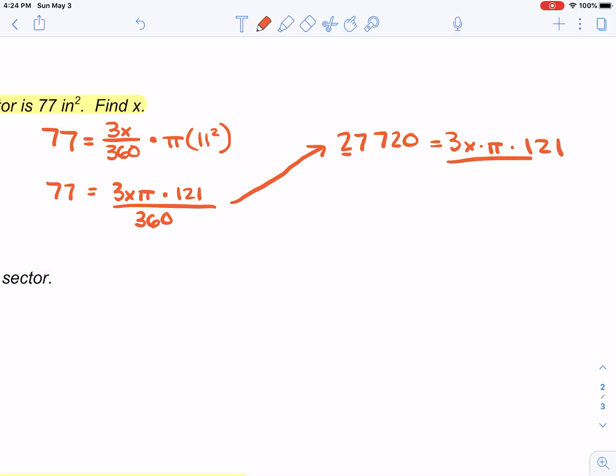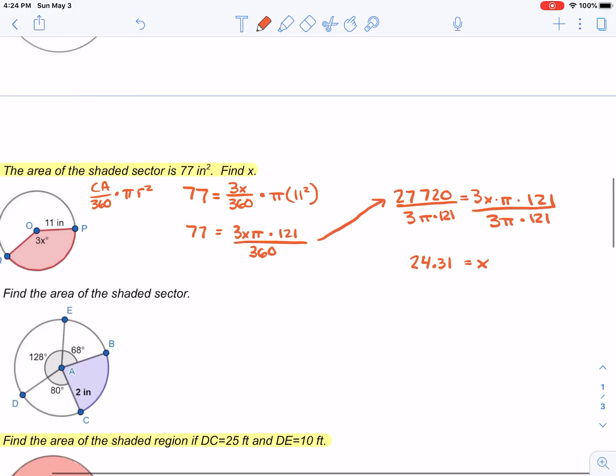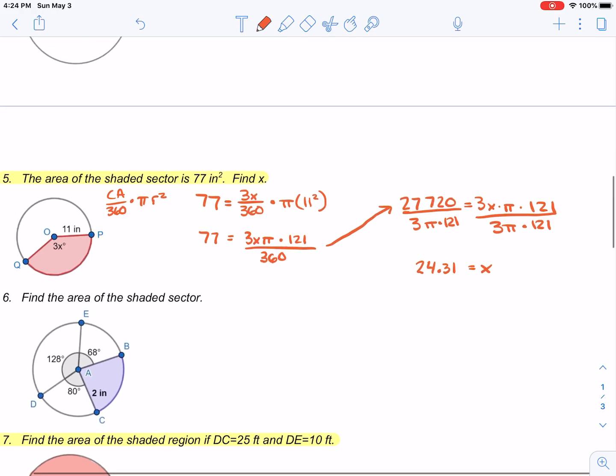And I'm going to go ahead and divide both sides now by 3 pi times 121 to get my x by itself. I don't like dividing by pi until the very end, so that way I know I'm not having a rounded decimal answer within some of my work, okay? And once we enter all that in the calculator, we should get 24.31 equal to x, okay? So remember, technically that's in degrees, and our central angle, we would do 3 times that, but we did just need to find x in this case, okay?